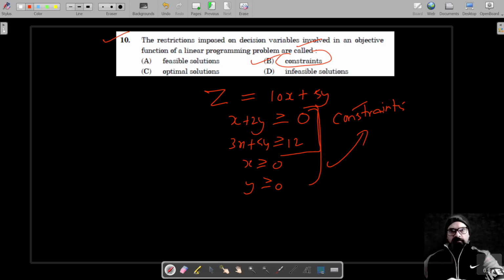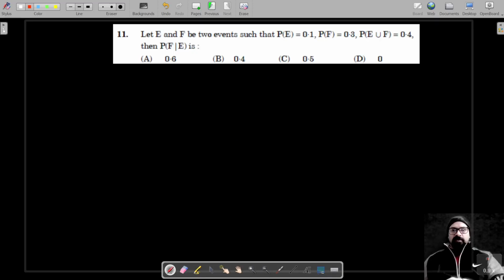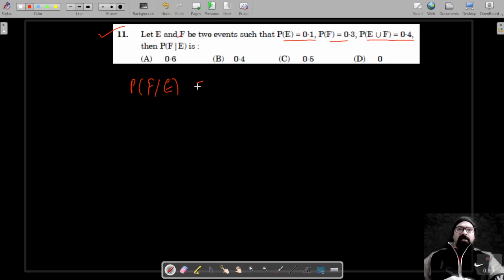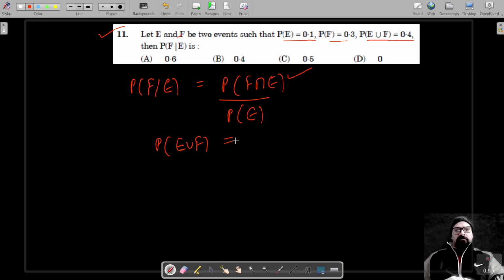Moving on to question number 11. For question number 11, E and F are two events such that probability of E is 0.1, probability of F is 0.3, and probability of E union F is 0.4. Then we have to find the probability of F by E. And we know that probability of F by E should be probability of F intersection E divided by probability of E. That means we have to find probability of the intersection. And let's use this formula.